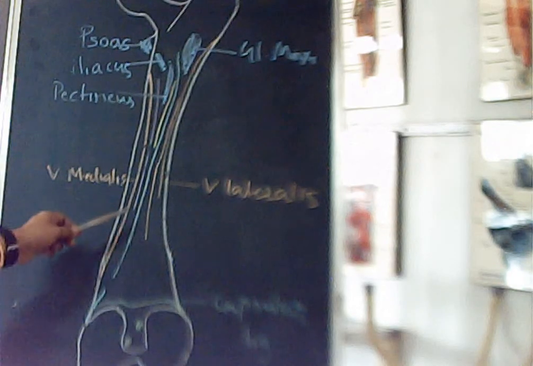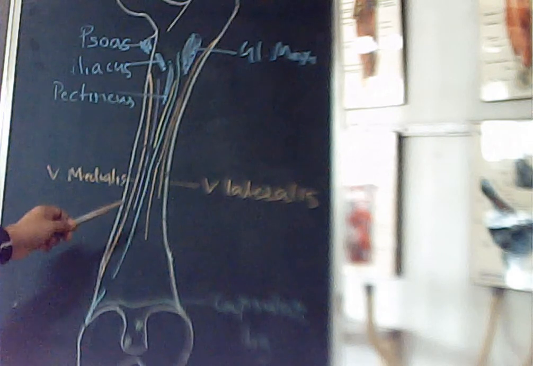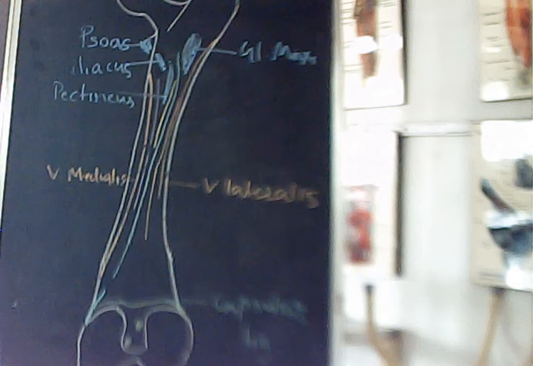So this is for the attachment from the linea aspera. You know there are 3 compartments in the thigh: anterior compartment, medial compartment, and posterior compartment. Anterior compartment is the extensor compartment, medial is the adductor compartment, and posterior compartment is the flexor compartment. Now these compartments are separated by intermuscular septa. So we have medial, posterior, and lateral intermuscular septum.